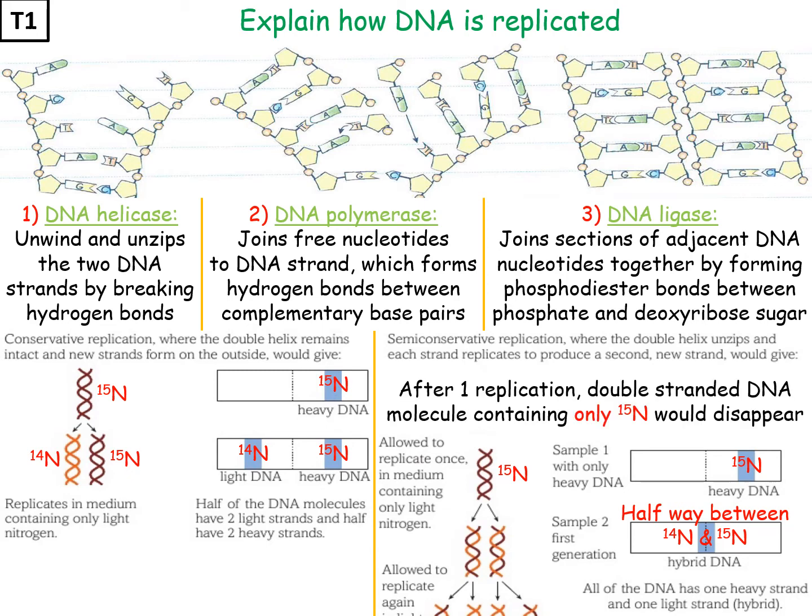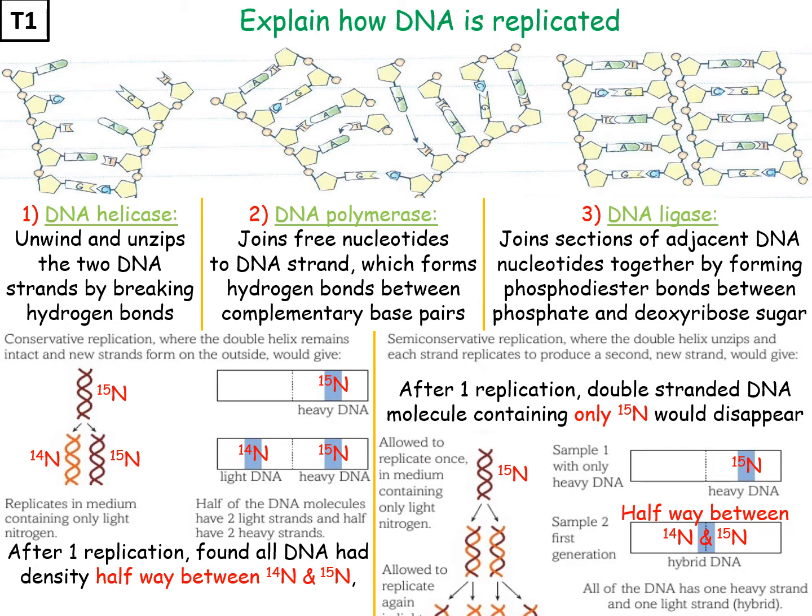So after one replication, the double-stranded DNA molecule containing only nitrogen-15 would therefore disappear. There would be no more DNA molecules containing nitrogen-15 in the semi-conservative replication, which is the second example. Whereas in the first example, if it was a conservative replication, that means you'd still have DNA molecules that would have nitrogen-15 100% in the whole DNA molecule.